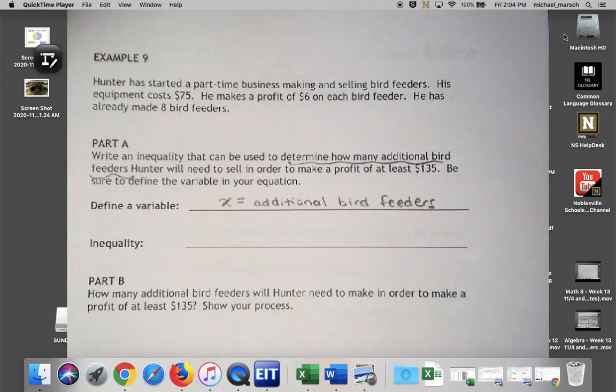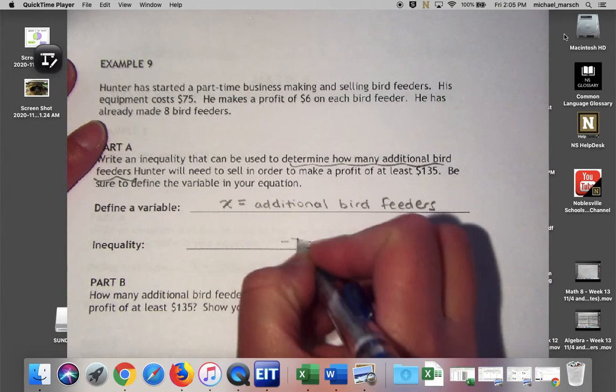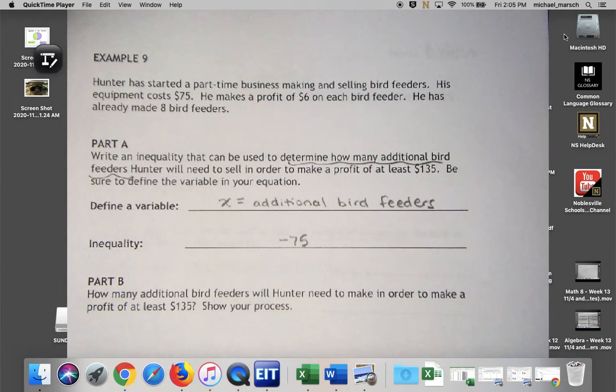Okay? So the first thing he had to do was buy the equipment and materials he needs to make these birdhouses. So we know we're going to have a negative 75 somewhere in our inequality because he already spent $75. So in order for him to make a $135 profit, he actually has to make more than that, because he already used 75 of his own money. So we have to take into effect that he's already out 75. How much has he made on the 8 bird feeders he already sold?